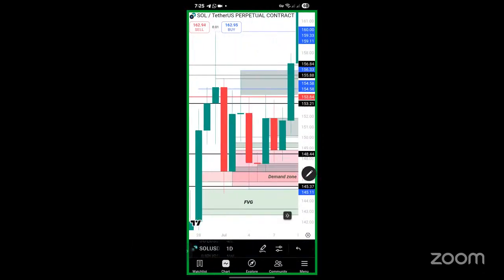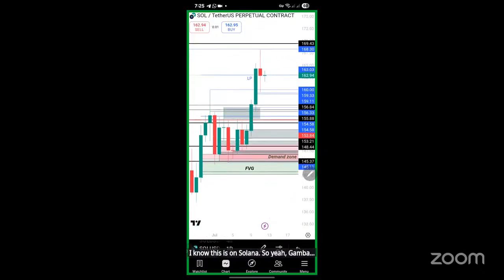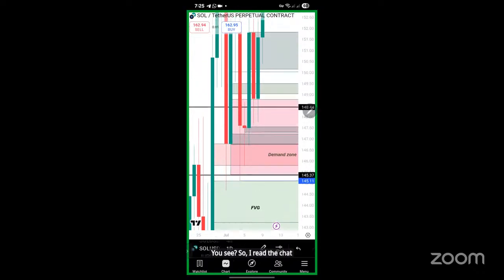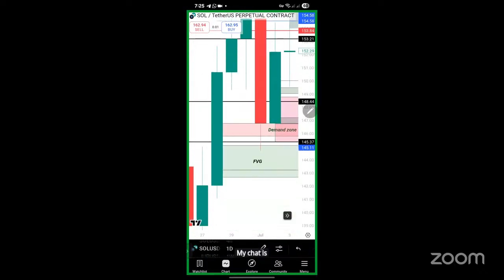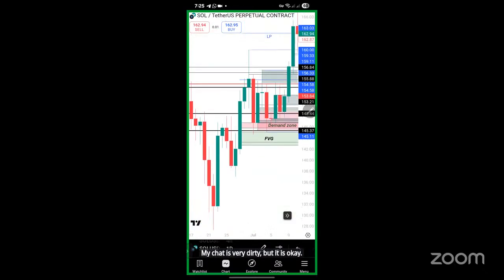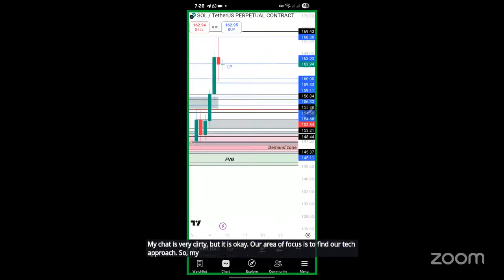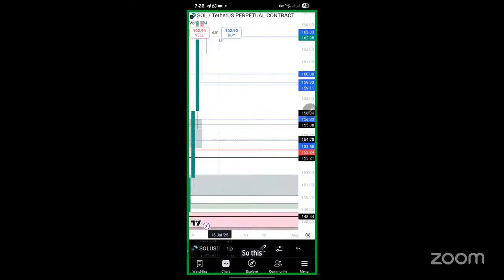Analysis on Solana. You see? My chart is very dirty, but it is okay. Our area of focus is to find our take profit. So my first take profit, the take profits are in the blue lines. So this was my take profit. This one.